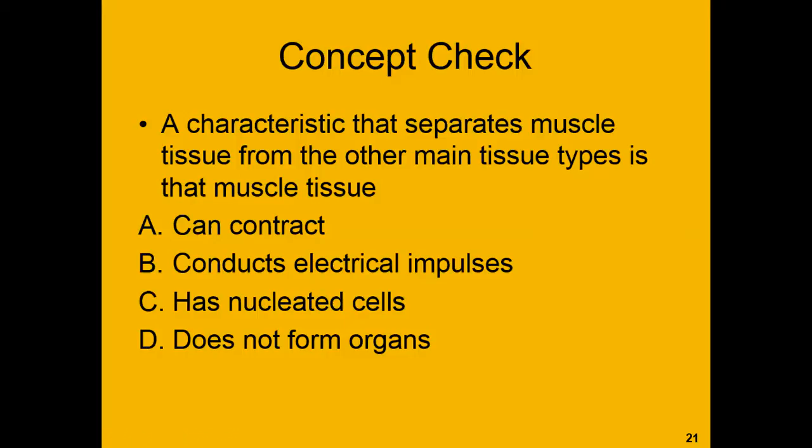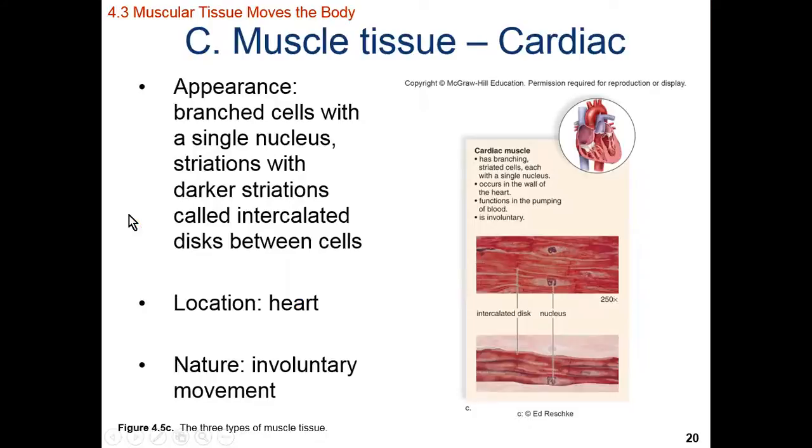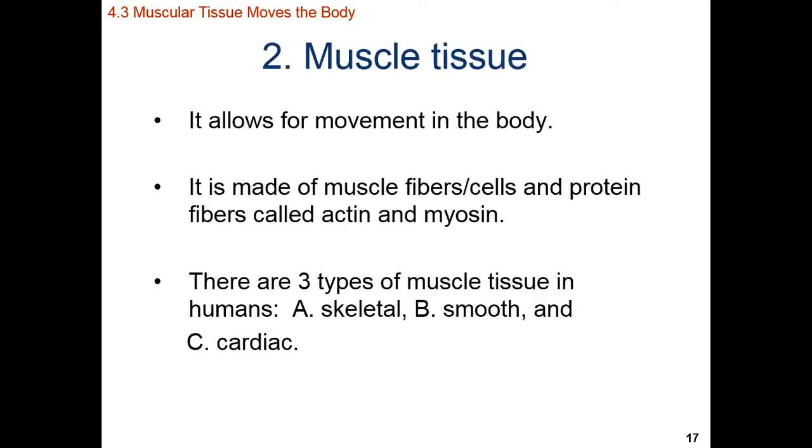The correct answer is A. Muscular tissue can contract. That is the defining characteristic of our muscular tissues. And because they can contract, muscular tissues allow for movement of our bodies.